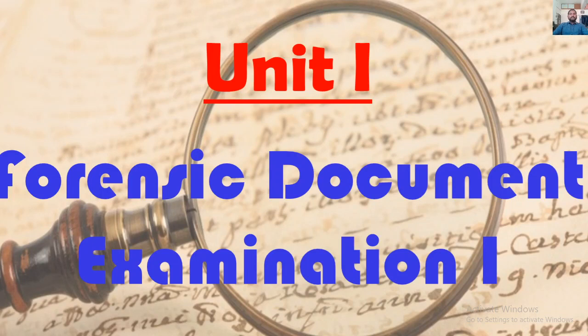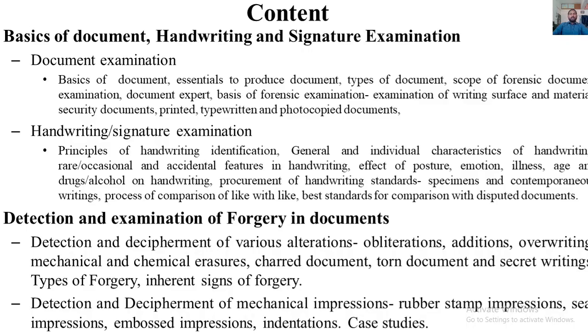So first unit is Forensic Document Examination 1, and under this unit we'll discuss about the basics of document, handwriting and signature examination. Under the document examination we'll have in detail discussion about basics of document, then what are the different essentials to produce document, different types of documents, scope of forensic document examination, then role of document expert, then basis of forensic examination, that is examination of writing surface and writing material.